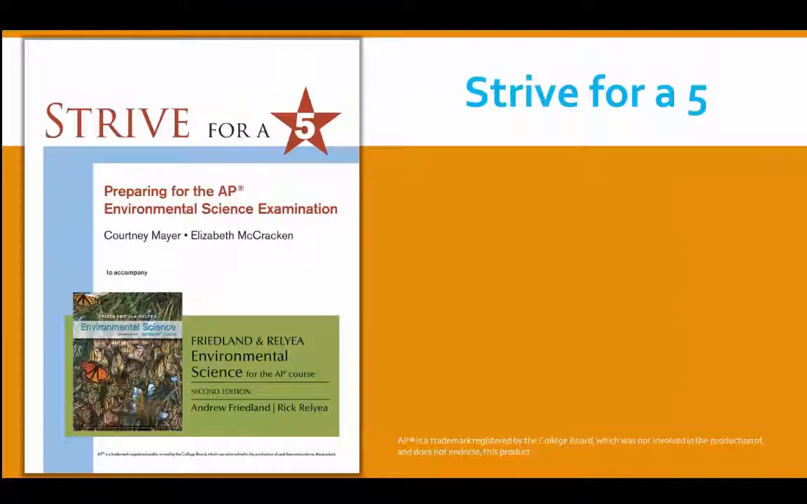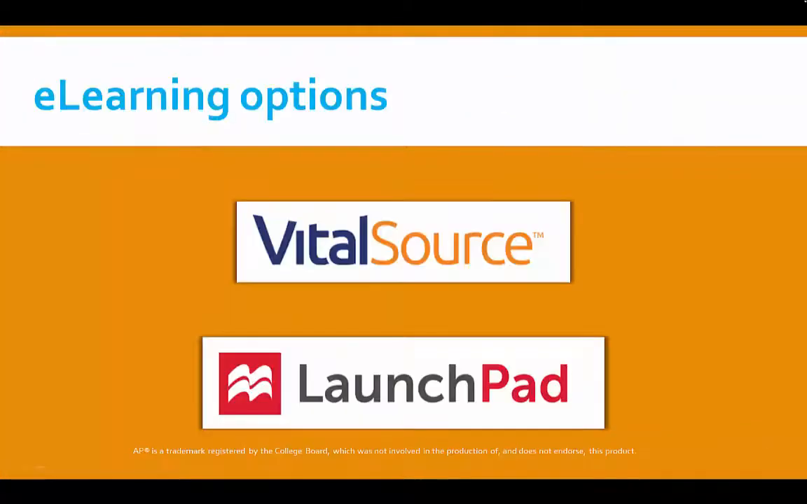Also available for a small added cost is our Strive for a 5 Study and Prep Guide, which includes a study guide corresponding to the Environmental Science for AP book, as well as a prep guide with 2 complete practice exams. We have several ebook options available for either online or downloadable requirements.